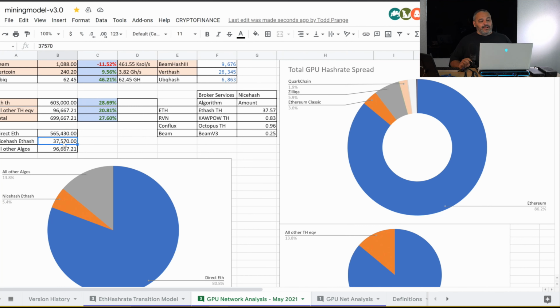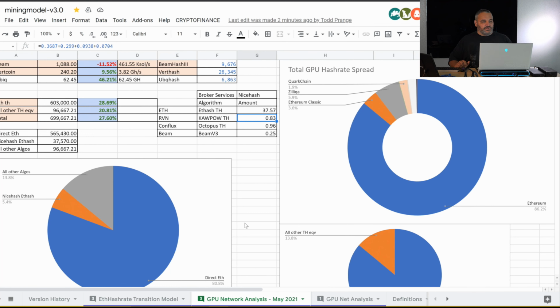About 37 terahash total is coming from NiceHash. So NiceHash right now has about 37 terahash. It has about 5.5% of the total network for Ethereum, a potential on NiceHash. Right now, where people are selling their hash rate there, you can see there's just under 1 terahash on Ravencoin, Conflux almost 1 terahash, and Beam is at 1/4 of a terahash in total of that breakdown.